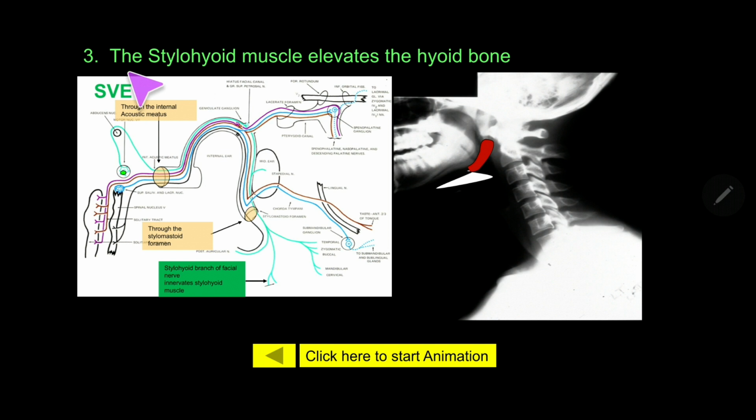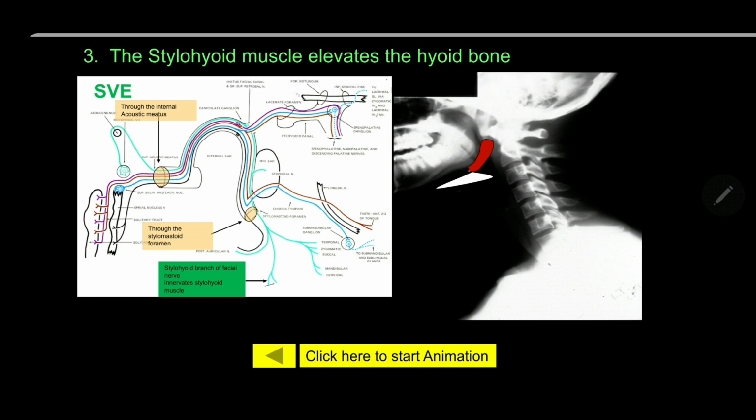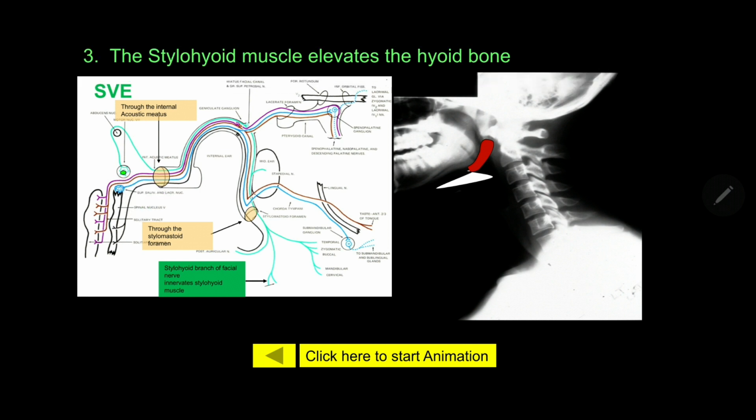Now the stylohyoid muscle elevates the hyoid bone. How does it elevate with this impulse? Just look at this point, the main motor nucleus from where the impulse originates, and how it follows the course. Remember the nerve supply, the nerve to stylohyoid, and this is how it will elevate the hyoid bone.